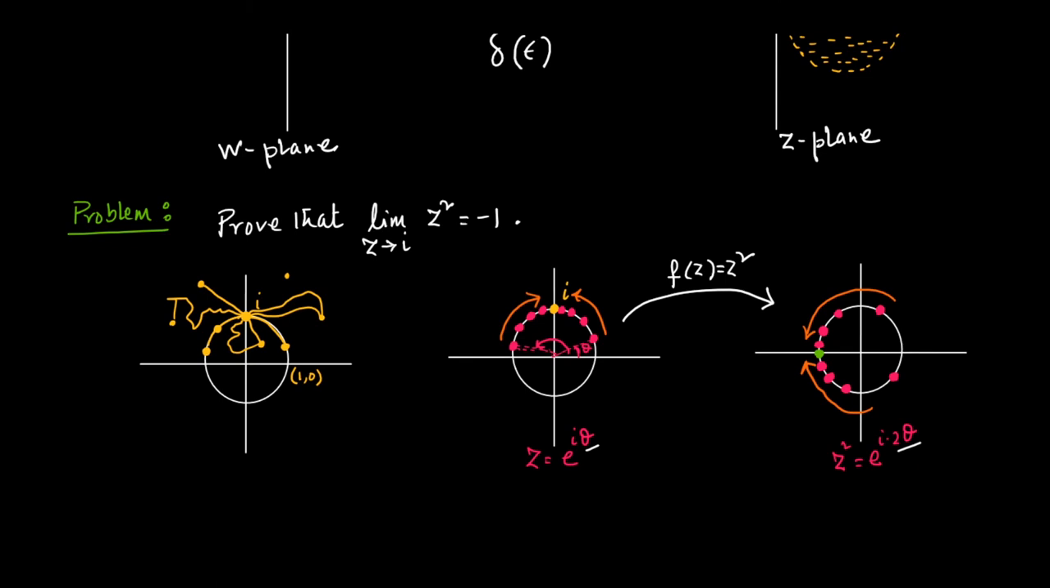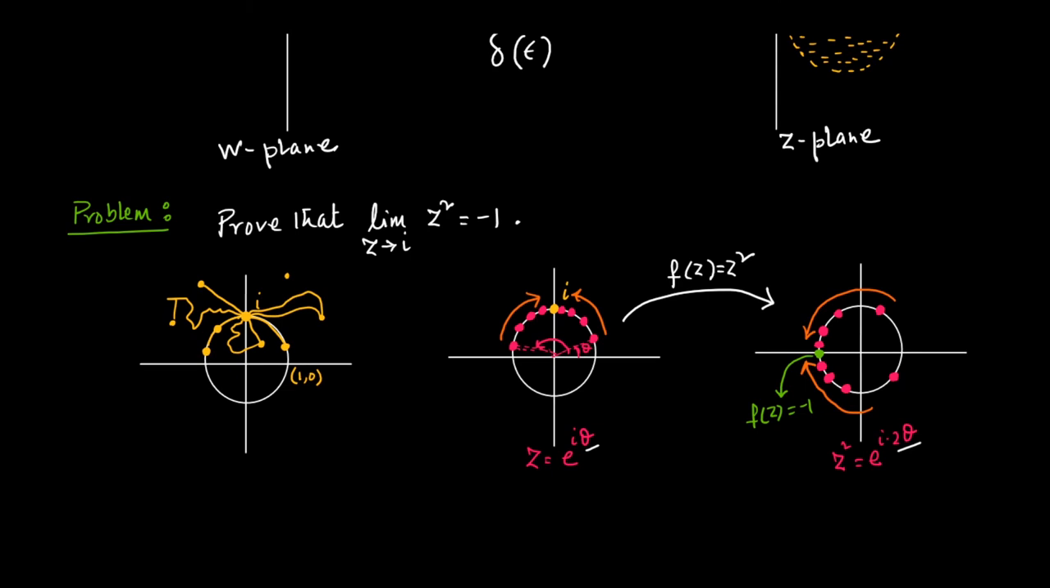Now, what is the green point? At this green point, what is the value of f(z)? Clearly, at this green point, my f(z) is equal to -1. That means my z squared is equal to -1. This green point corresponds to -1. So this phenomenon, this dynamics, tells us that whenever z approaches I, z squared approaches -1, remembering that z is not equal to I.